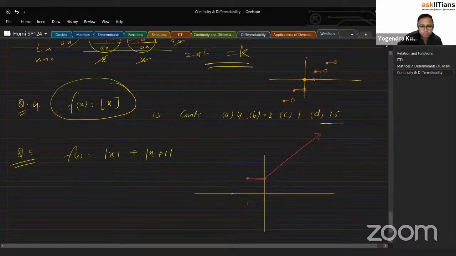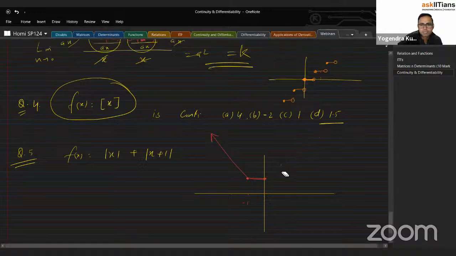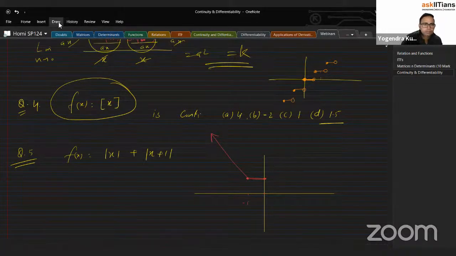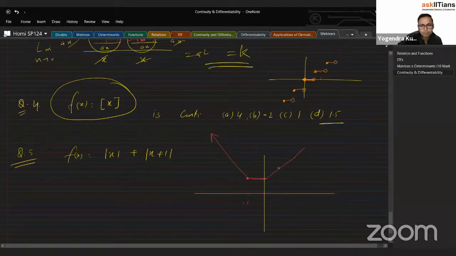Now if I put -2, what do I get? The same value, 3, comes on the other side. This will be the graph. We get the graph like that, on both sides. This is how we can make it.